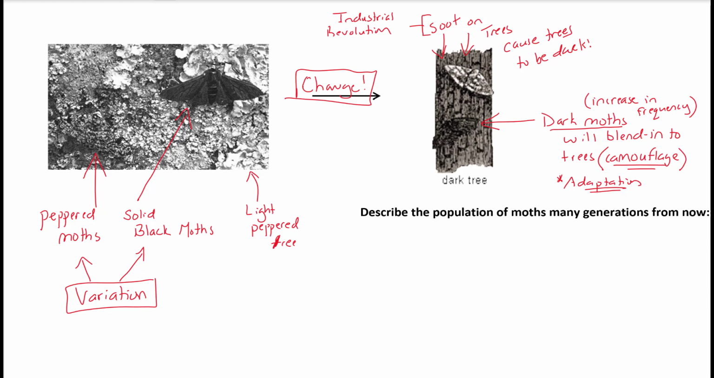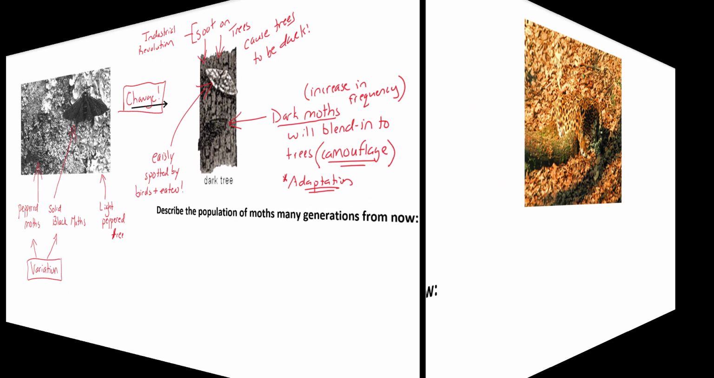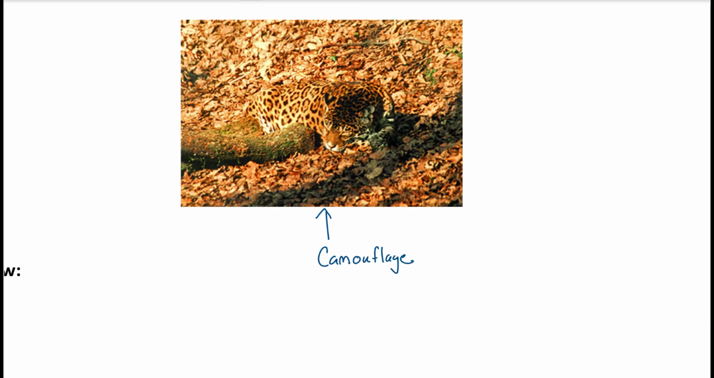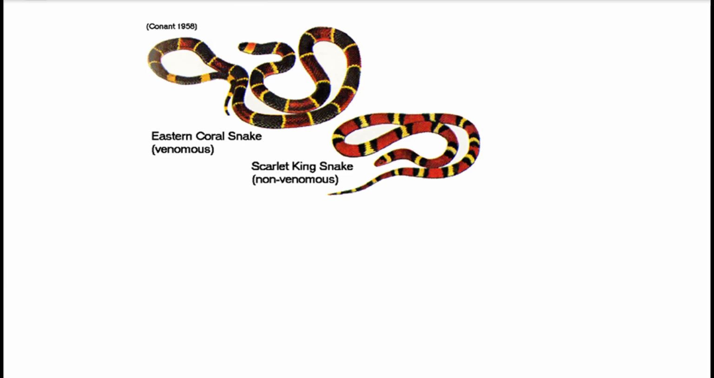So those dark moths will live long enough to reproduce and pass on their dark genes, and the population of moths will become more and more dark. Camouflage in this scenario can also help predators. If you're a little prey walking along and then you realize that you're like 5 feet away from this leopard, you're an easy meal.